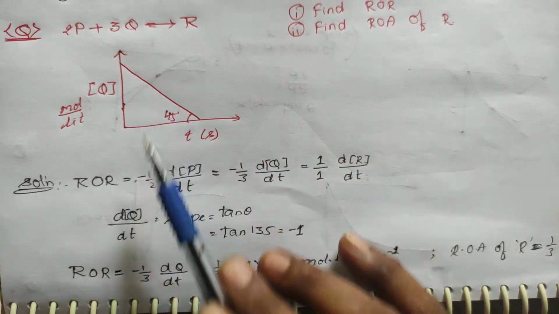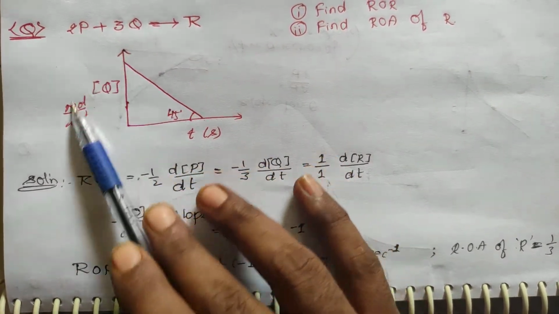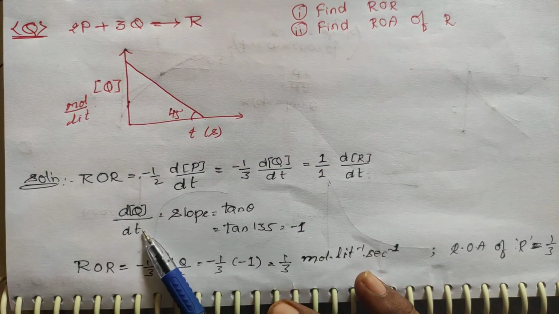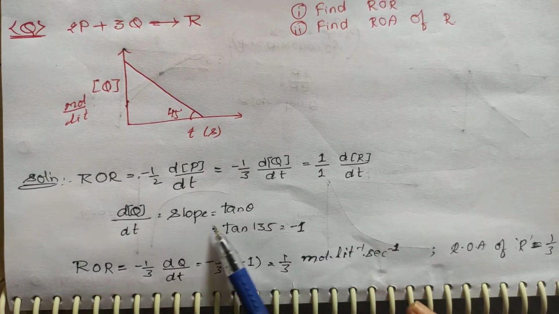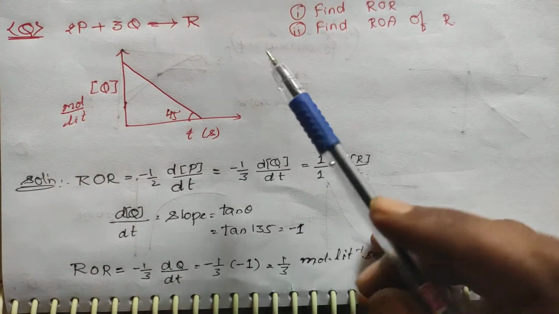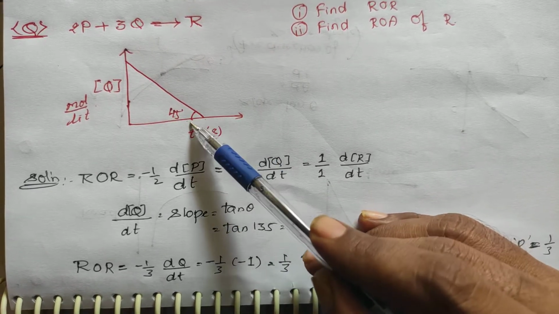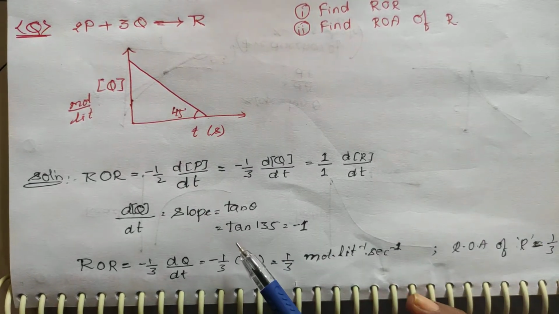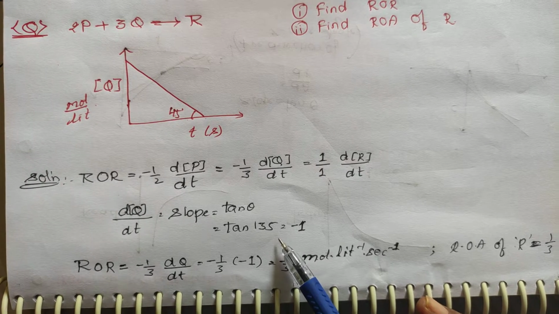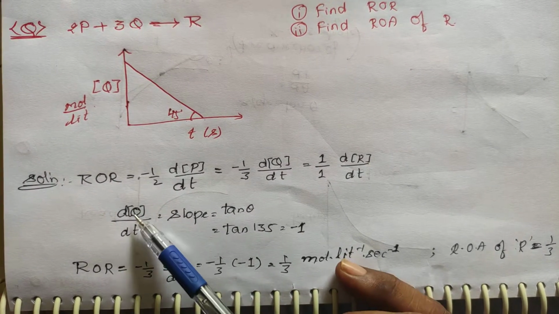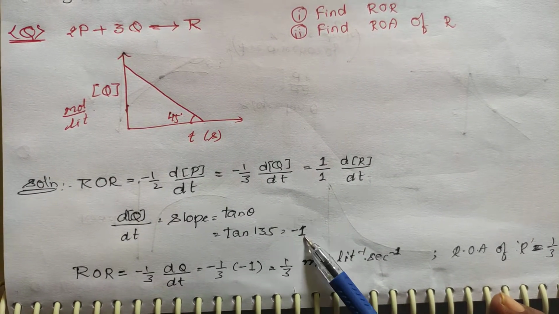So dQ by dt, from this graph, you will be getting dQ by dt equal to the slope, that is equal to tan theta. And for tan theta you should take 135 degrees, because the total is 180, right? 180 minus 45 you will be getting 135. Tan 135 is equal to minus 1. So dQ by dt will be equal to minus 1.